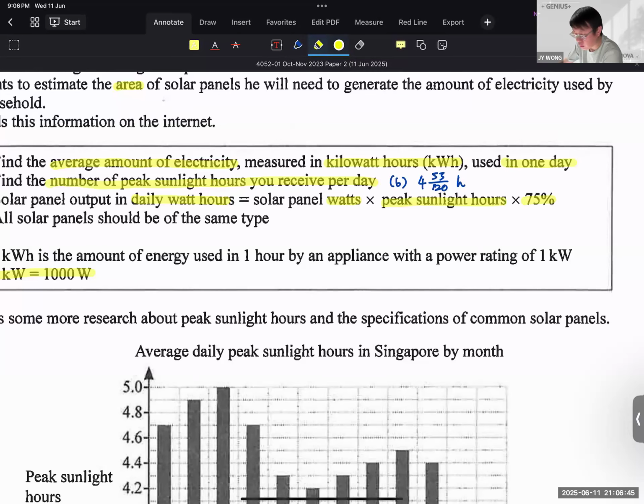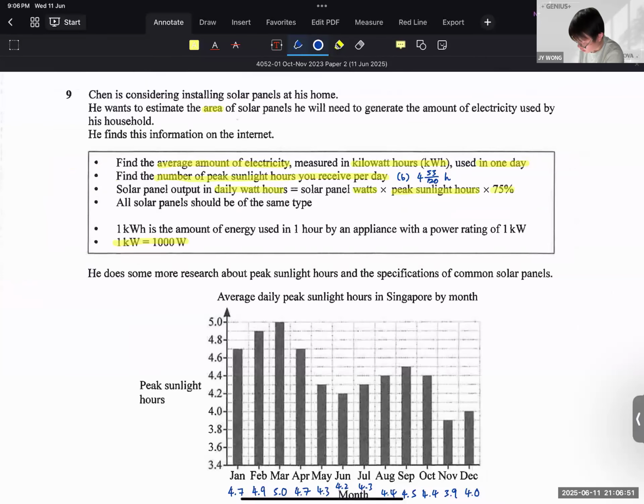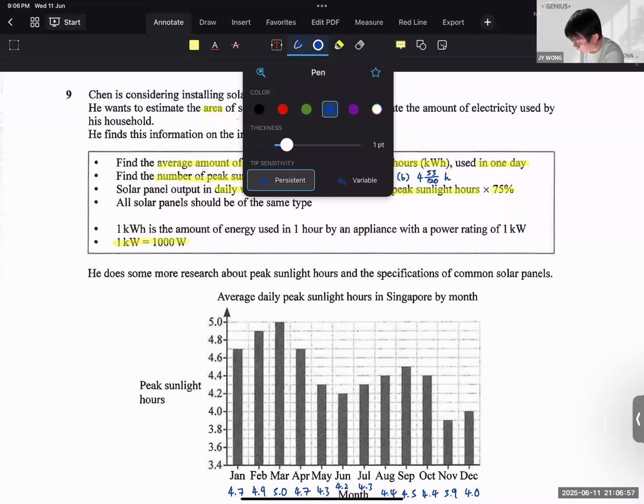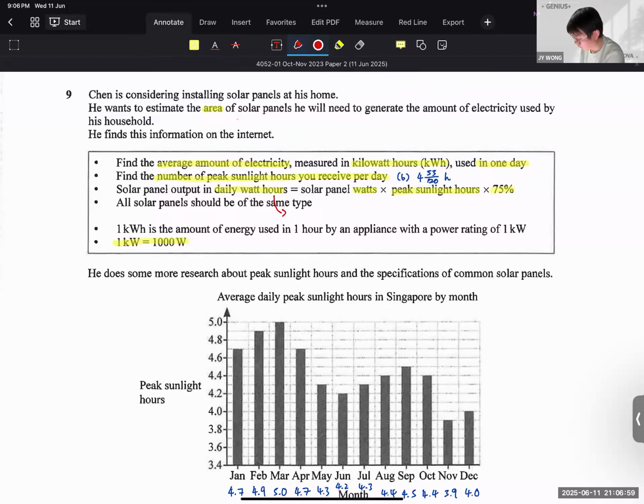Now, the one thing that many students miss out is this. This is in daily watt hours, but we found our answer just now in kilowatt hours. So later on, you need to go and do the conversion.